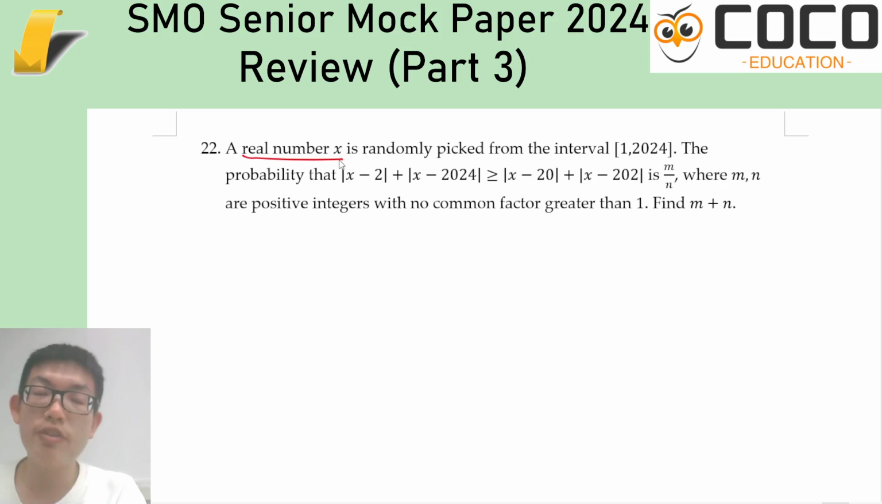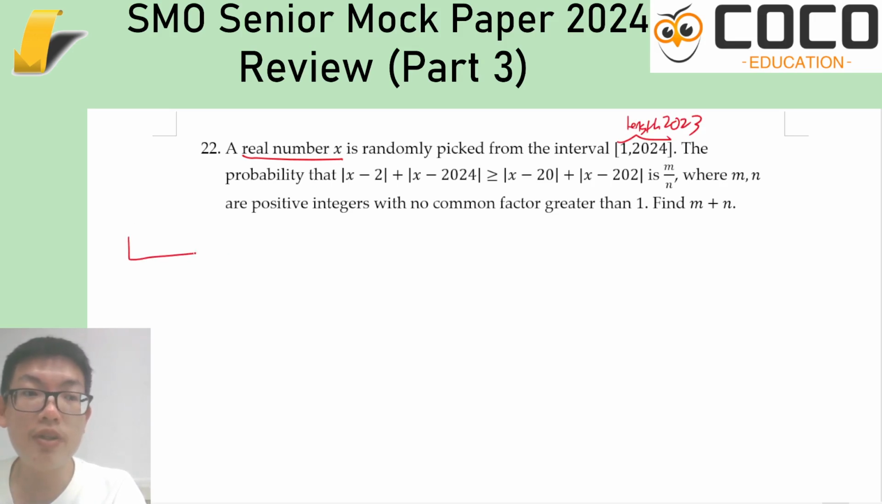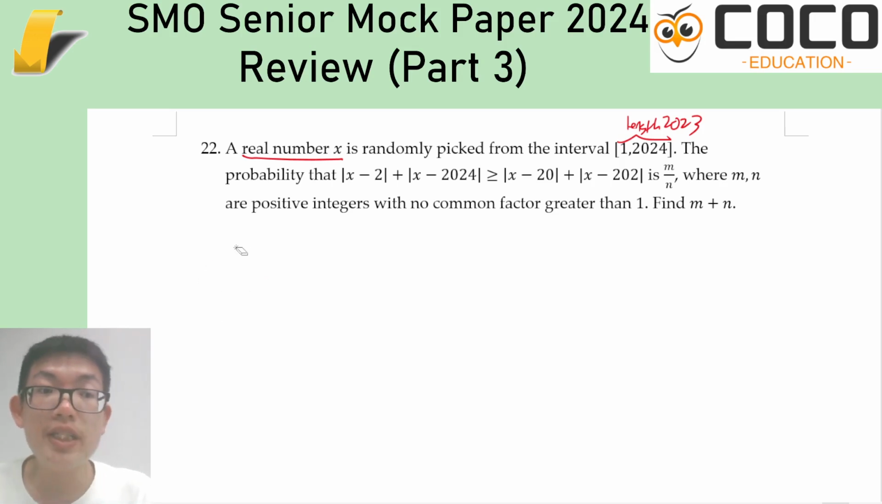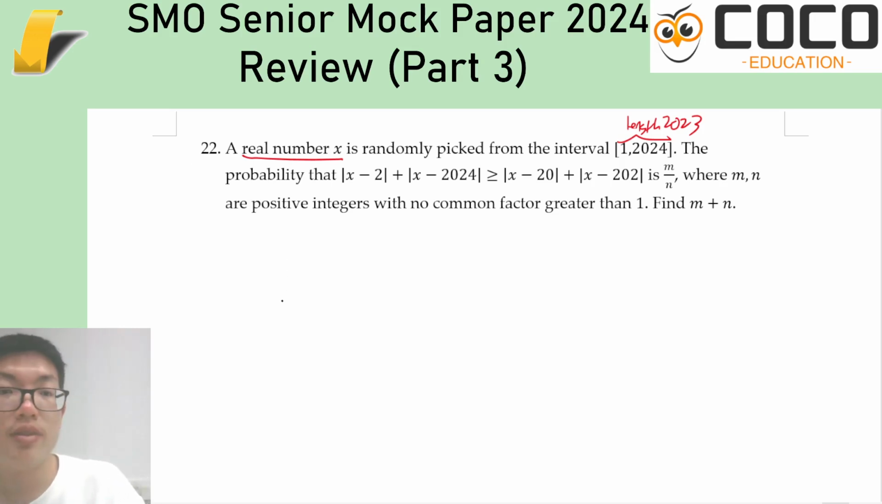The implication of a real number x is that this interval is of length 2023. So it's kind of like if I pick a real number from the interval 1 to 3, the length is 2. And so your length is not 3 because it's 3 possibilities, it's 2 because of the literal distance. So when you're marking out your intervals on the number line, it's over 2023. Now that's the one trick that's involved.